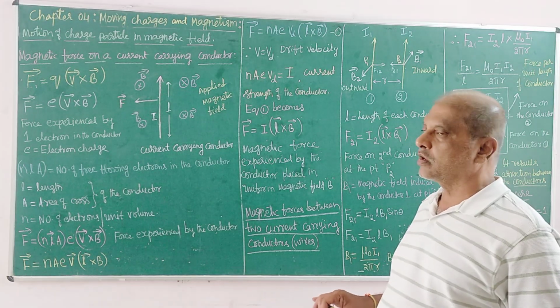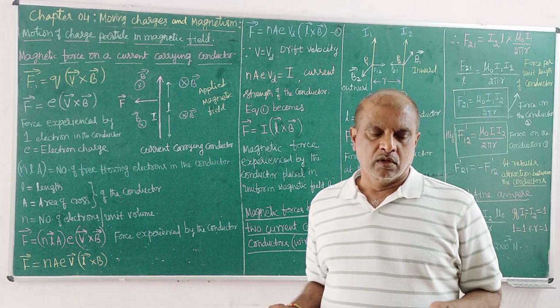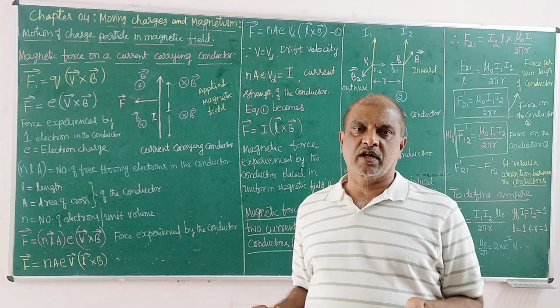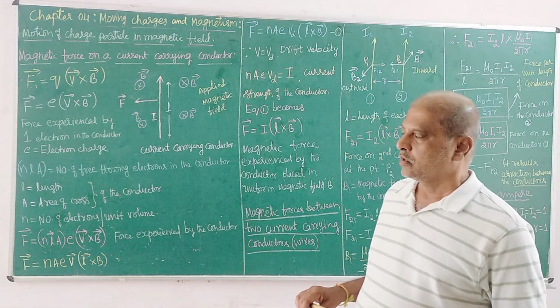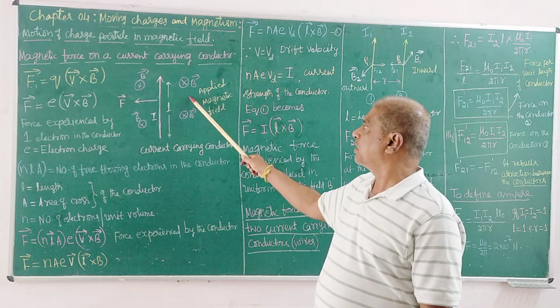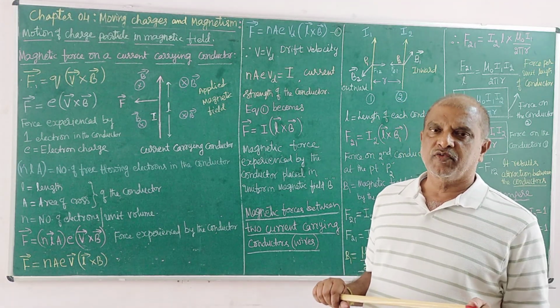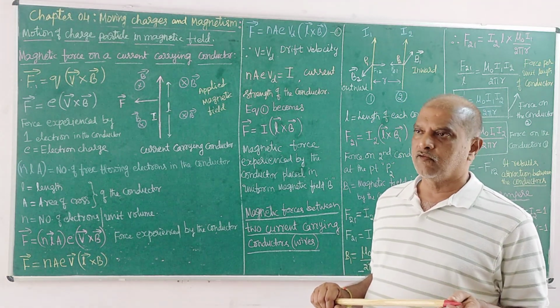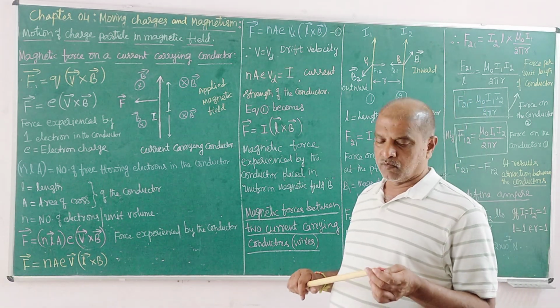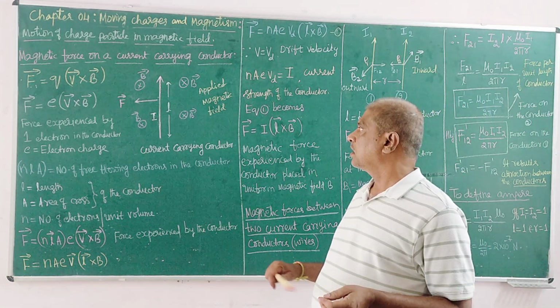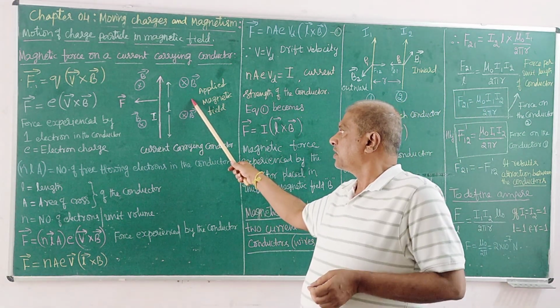This is on account of the flow of charges in the conductor and the magnetic field. The interaction between the flowing or moving charges and the applied magnetic field.